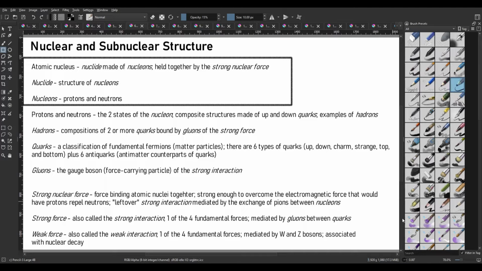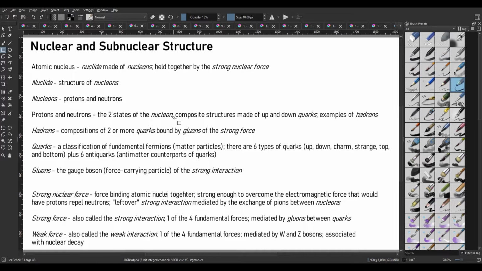A nuclide is a structure then of nucleons, and nucleons are protons and neutrons. And in fact, nucleon is the umbrella term for proton and neutron. In fact, it's a superposition of the two. Protons and neutrons are the two states of the nucleon. We'll get to that in a second. But this is like the core thing to keep in mind when looking at the atomic nucleus.